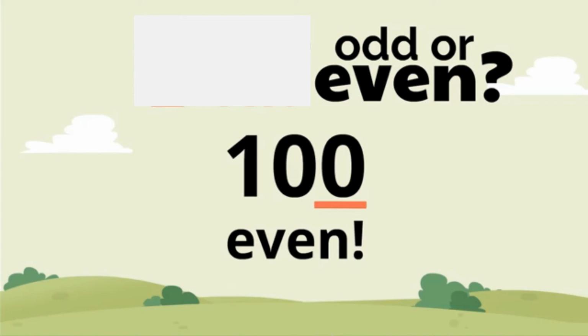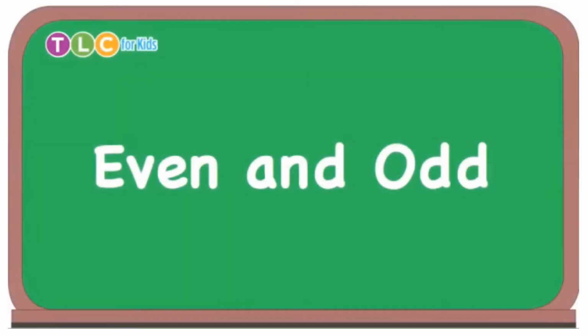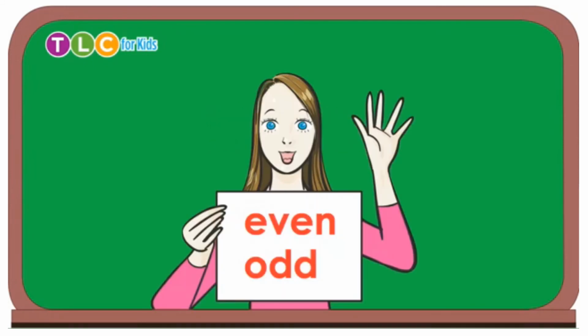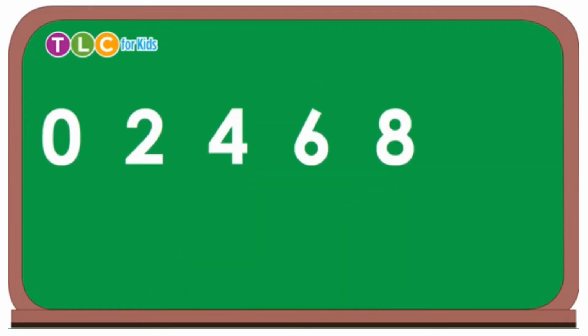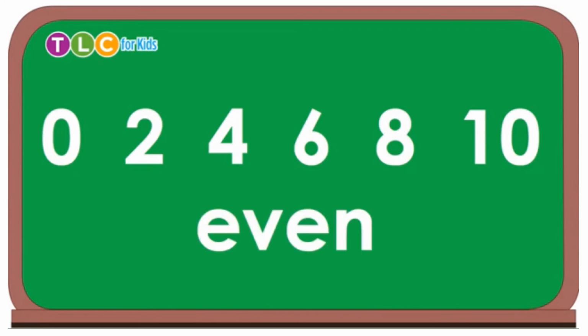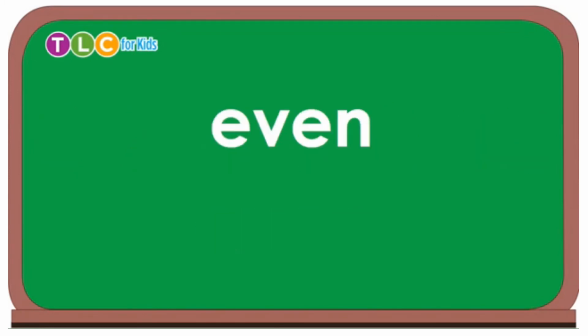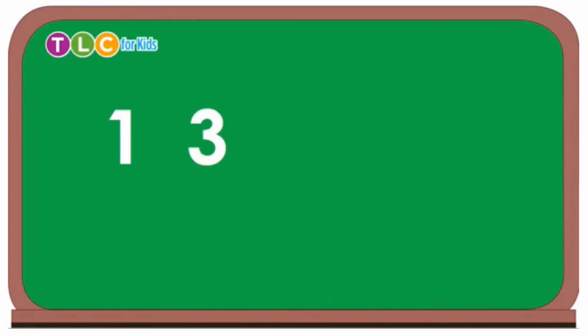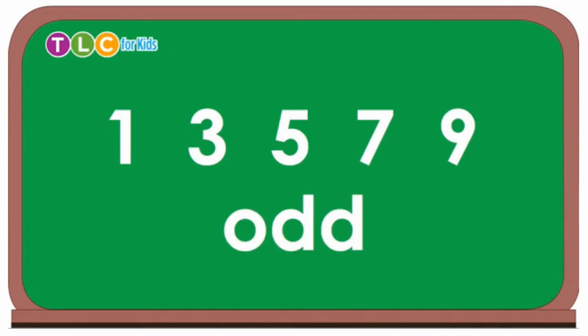Let's look at the chart again. Even and odd are two different sets of numbers. 0, 2, 4, 6, 8, and 10 are some of our even numbers. Even and odd, two different sets of numbers. 1, 3, 5, 7, and 9 are some of our odd numbers.